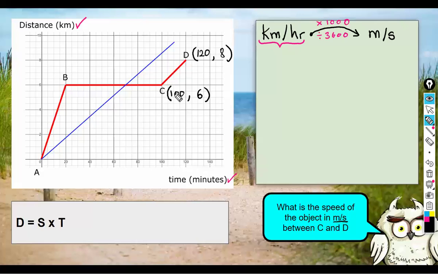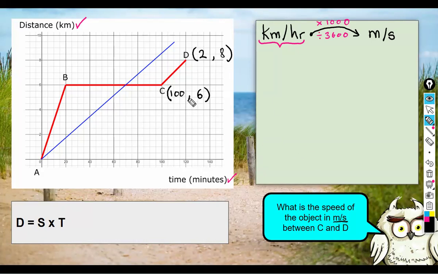Now, don't get me wrong. The 6 and the 8 are good because those are kilometer values. So that's safe. But the 100 and 120 are in minutes. So we have to divide both of them by 60. I think we all are in agreement with that, right? If I take 120 and divide it by 60, we get 2 hours.